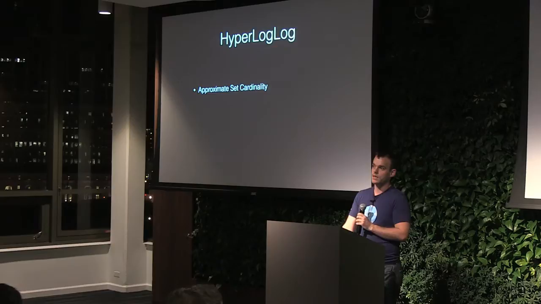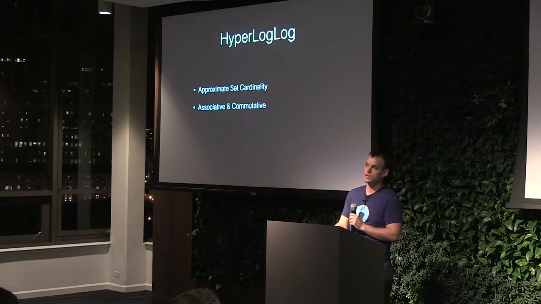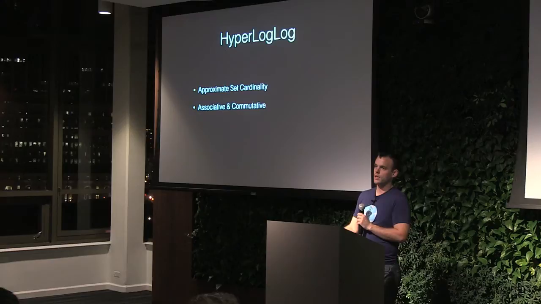Oftentimes these numbers are so big that approximate is fine; you can be reasonably fuzzy. So HyperLogLog is associative and commutative, which is very useful and enables us to build all these algebraic data structures. A common thing about everything in Algebird is that it's generally at least associative, which allows us to slot in the semigroup Oscar referred to. Pretty much everything extends semigroup ultimately, which allows us to just drop it in.